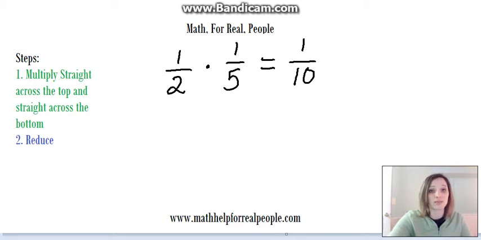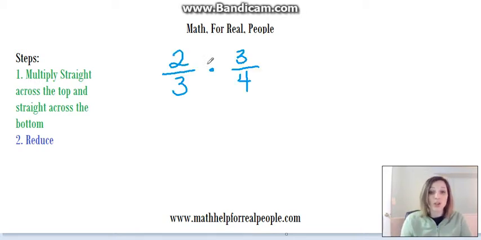Let's try another. Alright, so here's another. Multiplying, you multiply straight across the top, straight across the bottom. So you get 2 times 3 equals 6, and 3 times 4 equals 12, and then you reduce it. So can the top and bottom be divided by the same thing here? Yeah, 6 is half of 12, so that turns into 1/2.